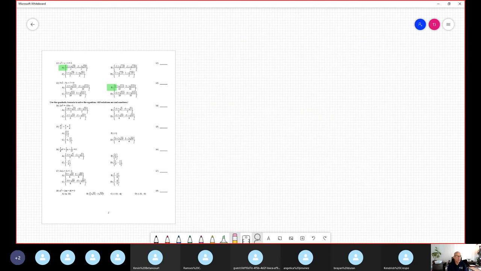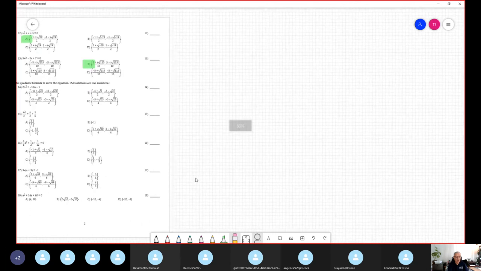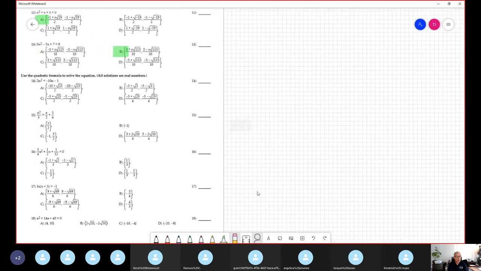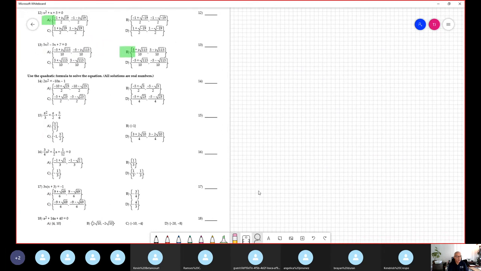Okay, let's move on to 14, 15, 16, 17, and 18. In this case, a little bit more complicated, because intentionally, sometimes the quadratic equation is not already expressed in standard form, or it uses fractions. So you must manipulate it. For example, 14 is 2m squared equals minus 10m minus 1. Ooh, not standard.